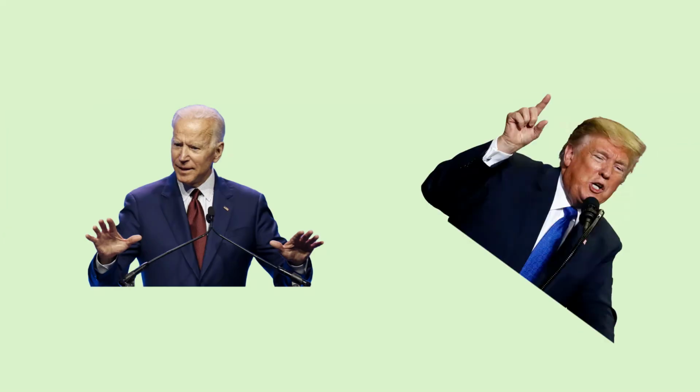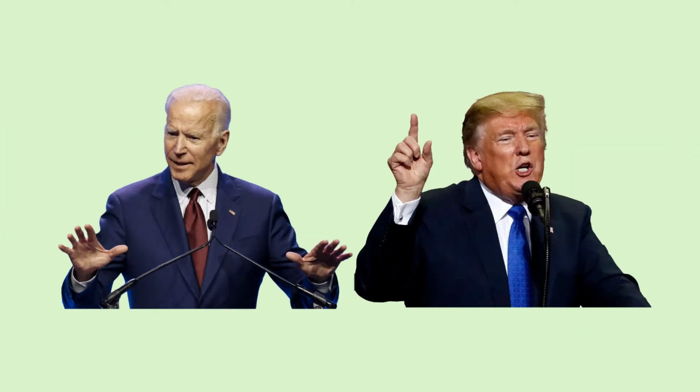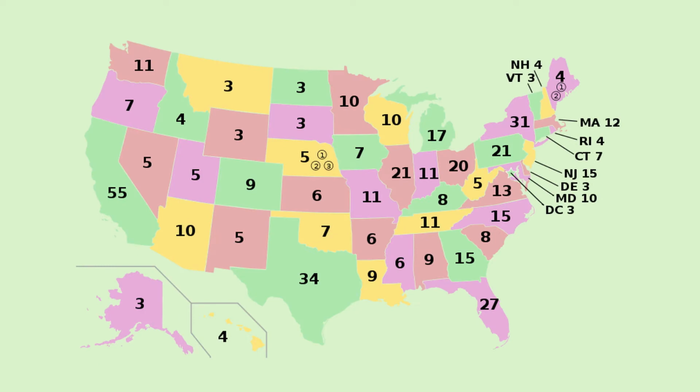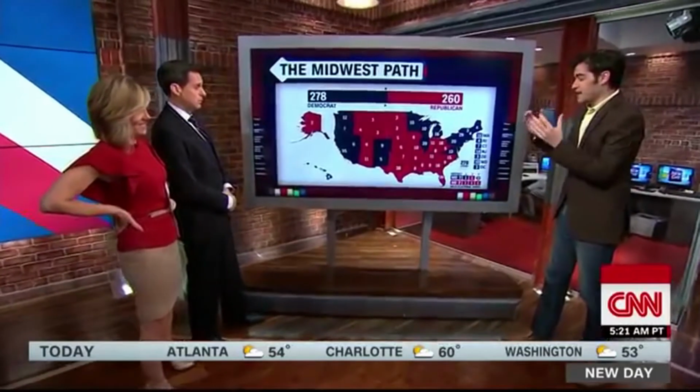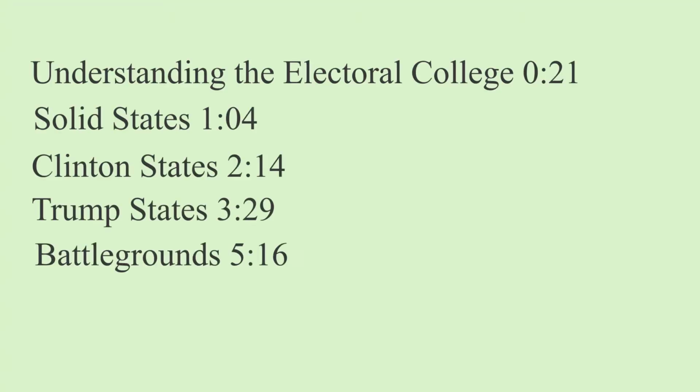With Joe Biden and Donald Trump set to face off in the 2020 presidential election, the Electoral College plays a crucial role in determining the winner. In this video, I'm going to go over the basics of how it works, the factors which will play into deciding the outcome, and an analysis of the current situation for both parties across the Electoral College map. If you want to skip around, timestamps will be in the description.